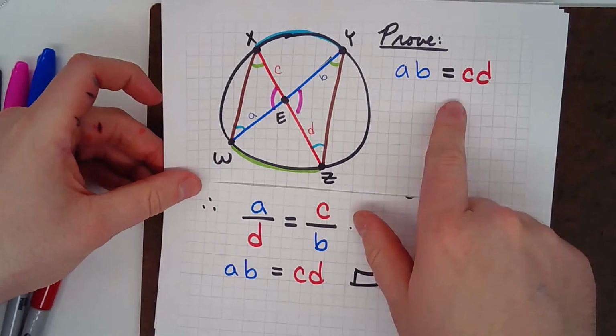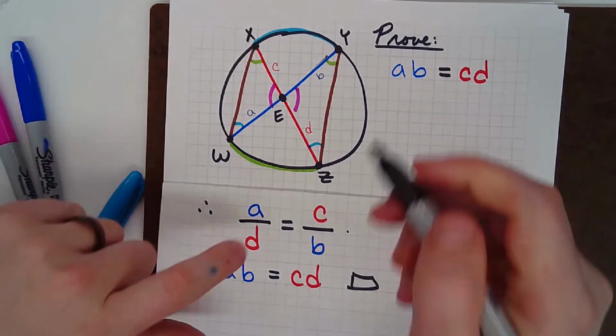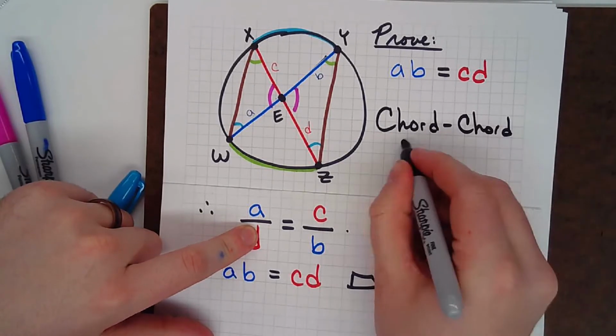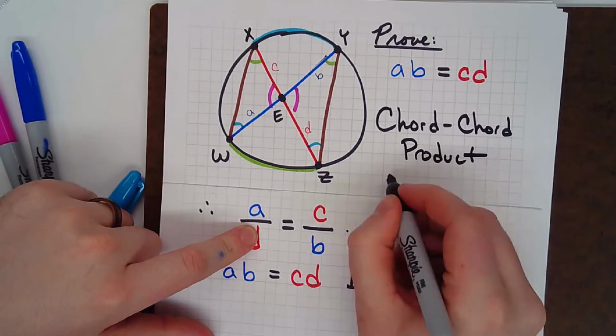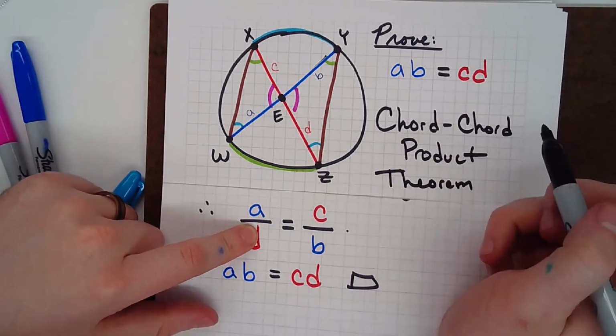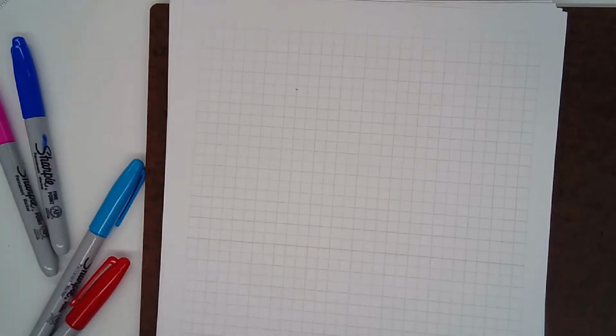That's AB equals CD, and that is true for parts of a chord. So we call this the chord product theorem. Product meaning multiplication, because that's what's happening, A times B and C times D. And chord-chord because it's two chords crossing. All right, so that's the chord-chord product theorem proof. Let's go on and check out the next one.